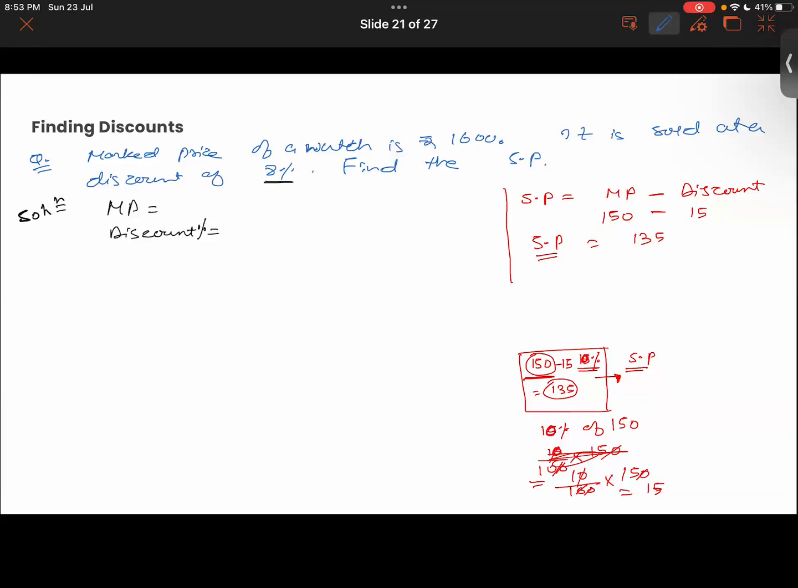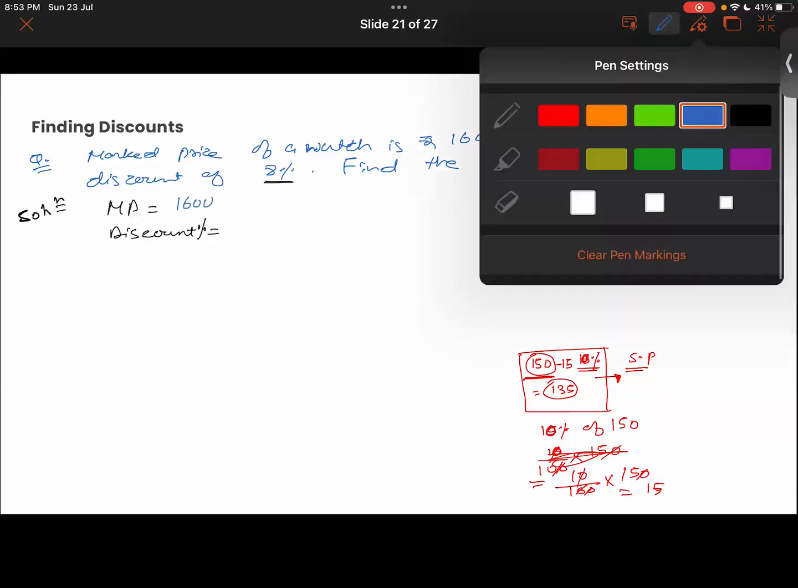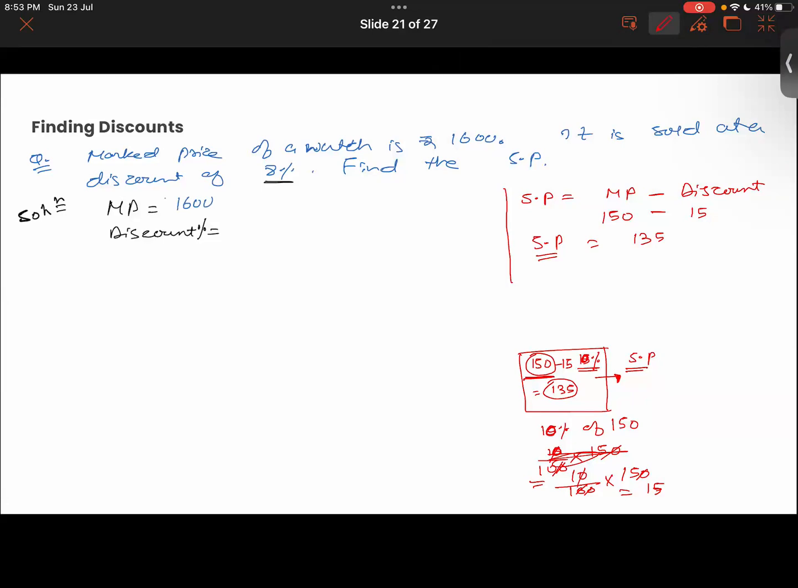Look, the mark price of the watch is given as 1,600, right, Arhan? It is given as rupees 1,600 here, and the discount percent is given as 8%. Now we know the formula to find the selling price. It is how much? Mark price minus discount. All right. This is the formula which we are required to use to find the answer.